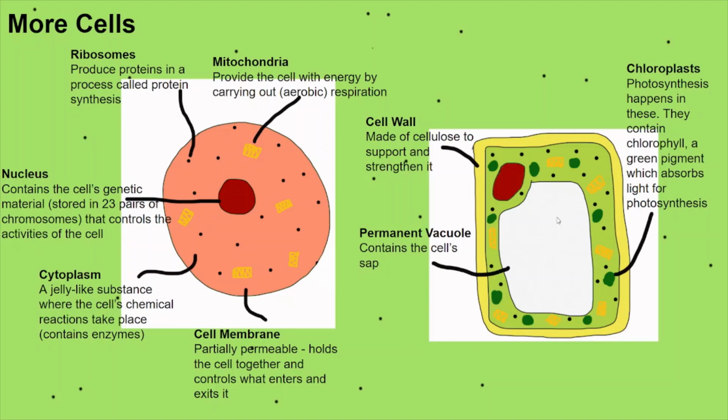Now, plant cells over here on the right, they contain all five of these things, but they also have a cell wall, which is made of cellulose to support and strengthen the cell, and they have a massive thing called a vacuole in the middle of the cell. This has various functions, but the one that you should probably remember is that it contains the cell's sap. Plant cells also contain chloroplasts, which contain a green pigment known as chlorophyll, and this absorbs the light for photosynthesis, so chloroplasts are where photosynthesis happens.